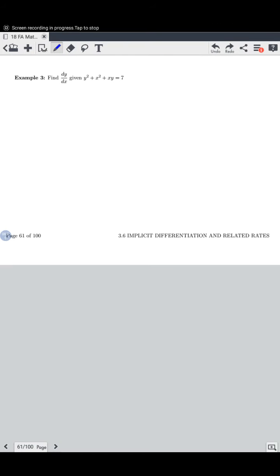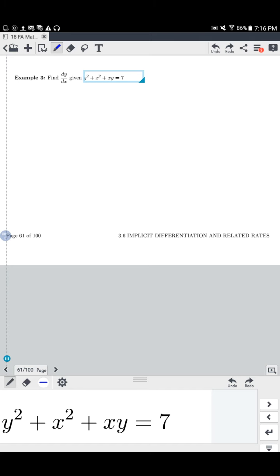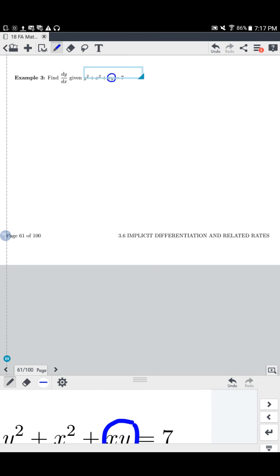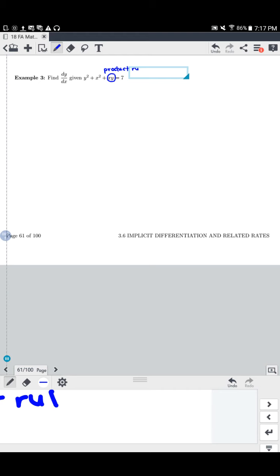Now that you've tried example 2, let's look at example 3 together because this is more complicated for sure, and that's mostly because of this term here. So we have to take the derivative of x times y. So we have a product rule in here. x times y is a product, so we're going to have to use the product rule that we had in example 1.